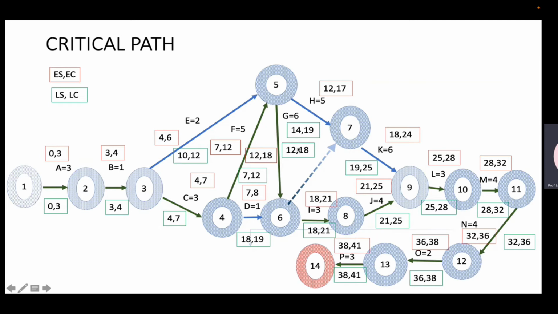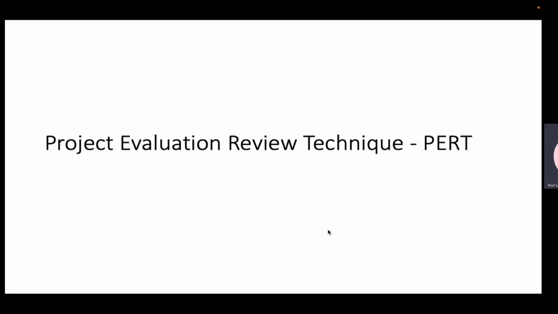0, 0. So earliest completion minus latest completion. Latest completion minus earliest completion. If it is 0, then that is critical path. So that's another way of defining the same thing. So now we found out the critical path. The critical path is one technique for project evaluation.